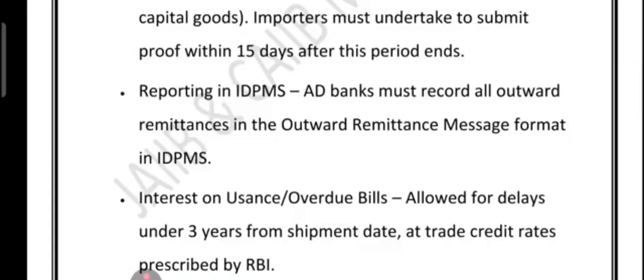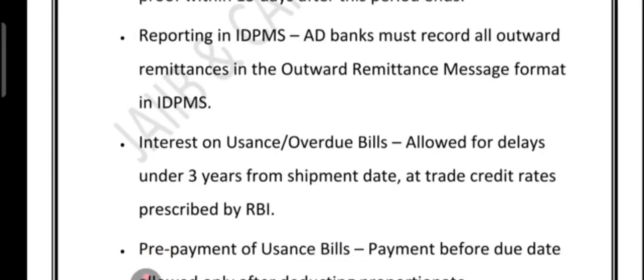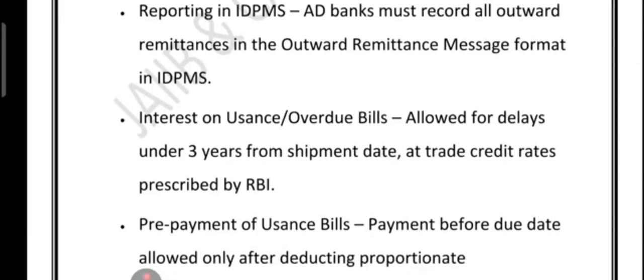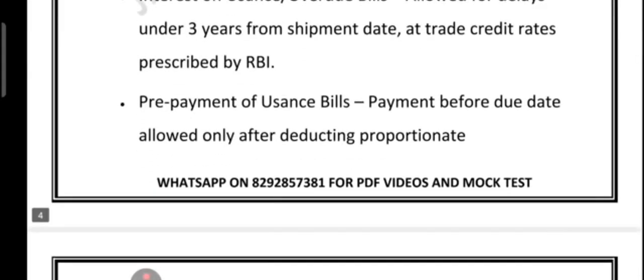that is called IDPMS. If your payment is delayed, say you are paying through Usance bill or your payment is overdue, so interest is allowed up to 3 years after shipment, but only at the trade credit rate approved by the RBI. If you want to pay before the due date, that is called prepayment of Usance bill, right? What is prepayment of Usance bill?